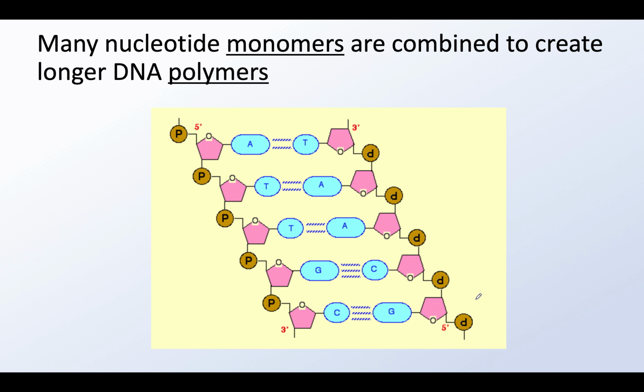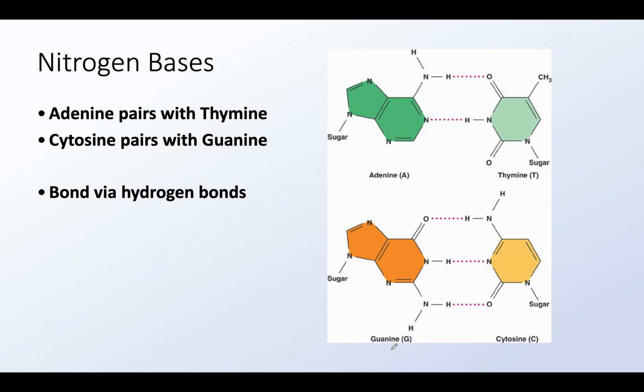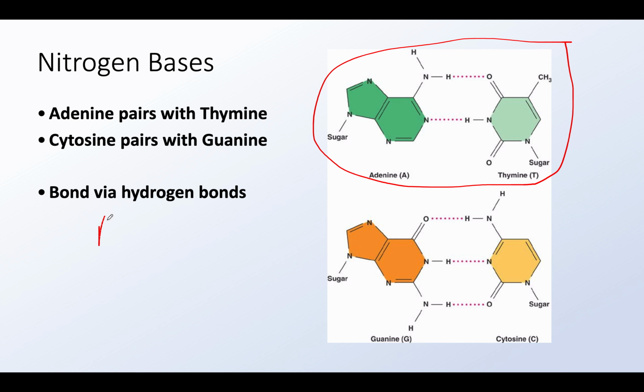Okay? So now let's go back and take a look at how each of these individual components of our nucleotides combine to make this specific structure. Alright, so we're going to start with the nitrogen bases. You may remember that there are 4 different nitrogen bases in DNA. We have adenine, thymine, guanine, and cytosine. Now, as you can see in this picture, adenine and thymine are always going to bond to each other. We always have A with T.